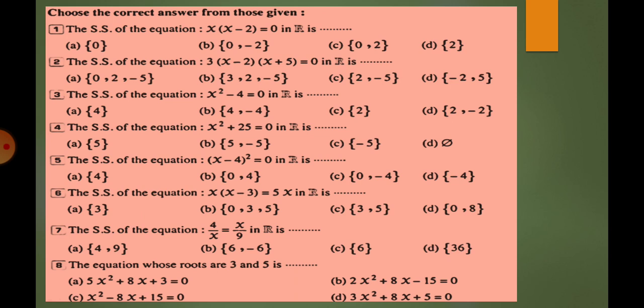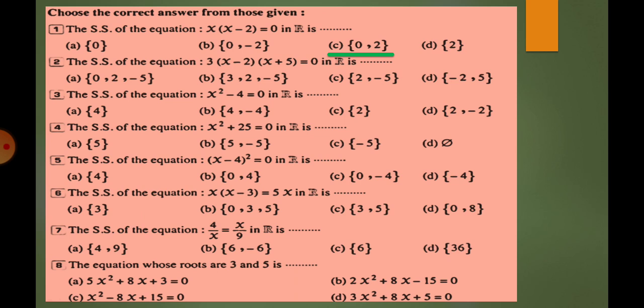Choose the correct answer. Number 1, the solution set of the equation x(x − 2) = 0. Here, this equation is a product of two expressions equal to 0. So we can set each expression equal to 0: x = 0 or x − 2 = 0. x = 0, and x − 2 = 0, so x = 2. So the solution set is {0, 2}.